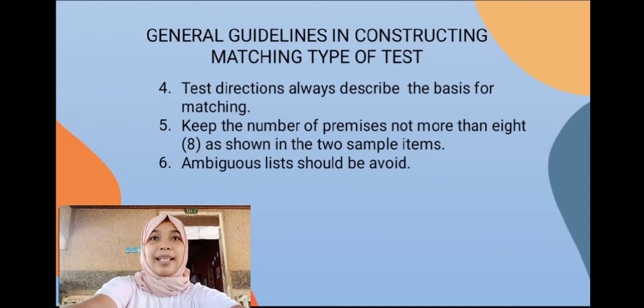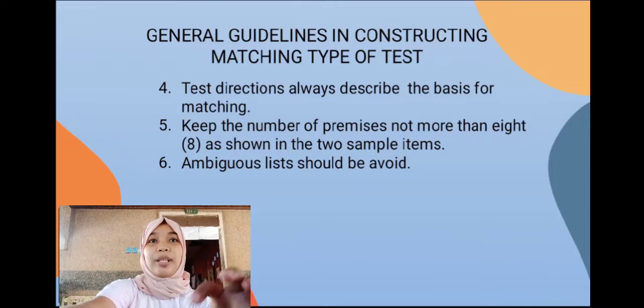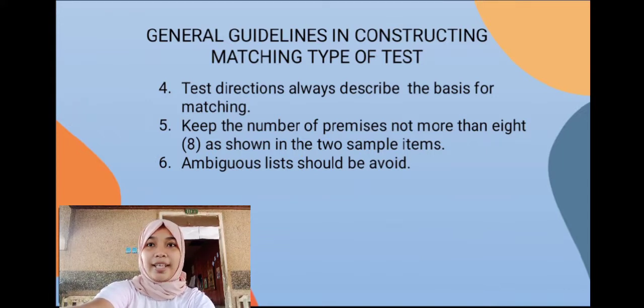Number 5, keep the number of premises not more than 8, as shown in the two sample items. Fatigue sets in when there are too many items in a set, and again, test validity suffers. If an item writer feels that there are many concepts to be tested, dividing them into sets is a better strategy. It is also suggested that a set of matching items should appear on one page only and not be carried on to the next page.